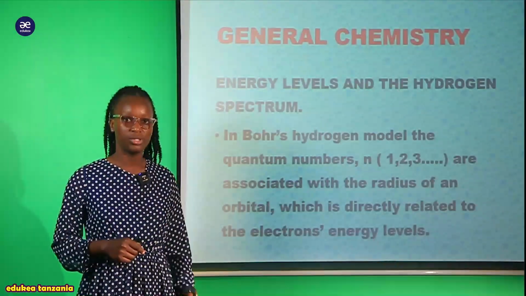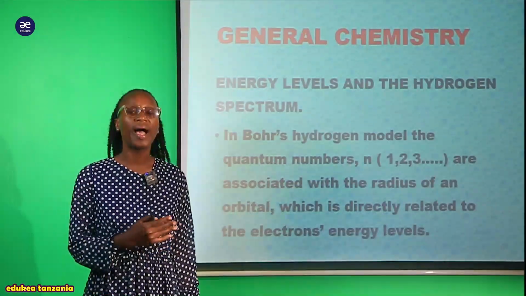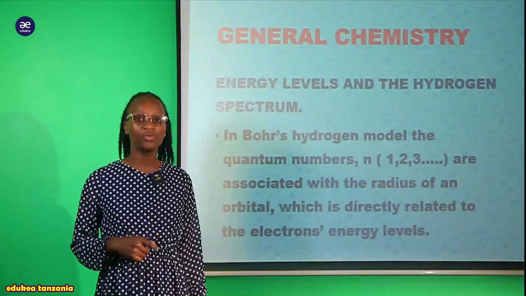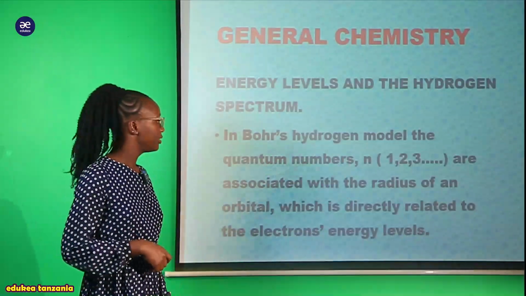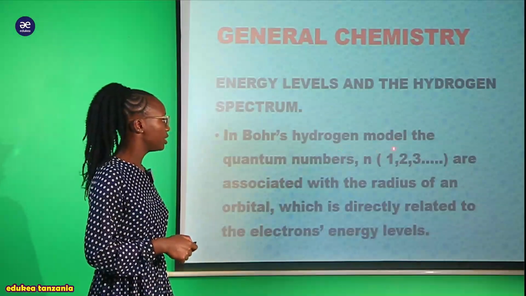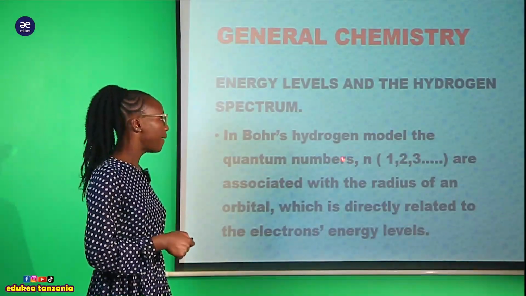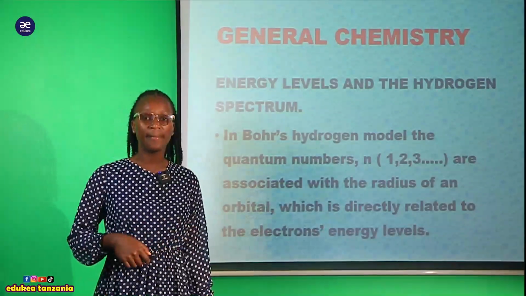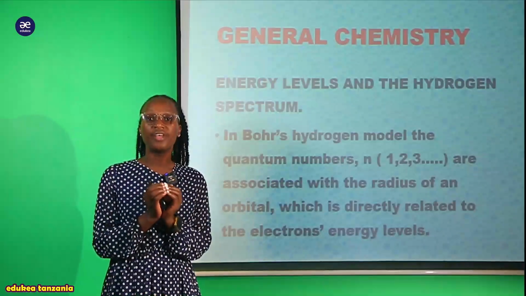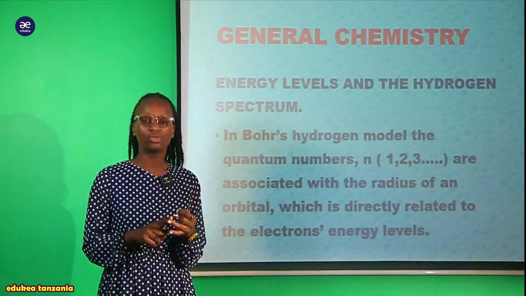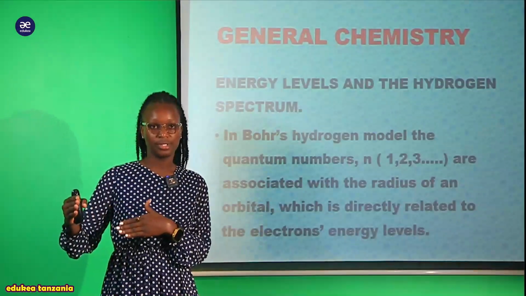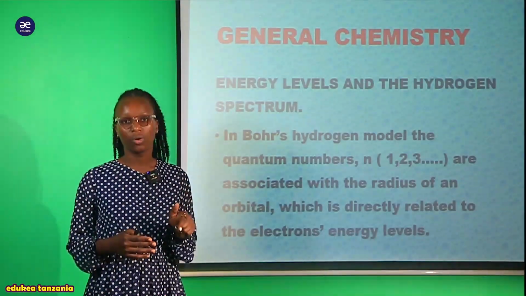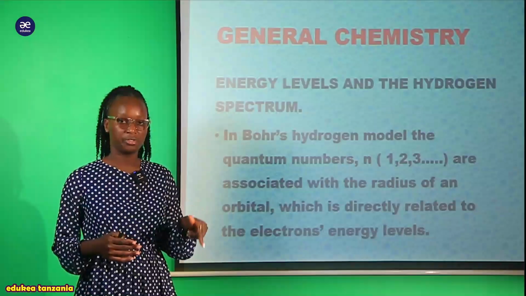So now let us proceed to discuss our theories. Remember here we are dealing with the scientist called Bohr, so the Bohr theory. We can remind ourselves that in Bohr's hydrogen model, the quantum number is n, and obviously n can be equal to 1, 2, 3, 4 and so forth, except 0, because we do not have energy level 0.